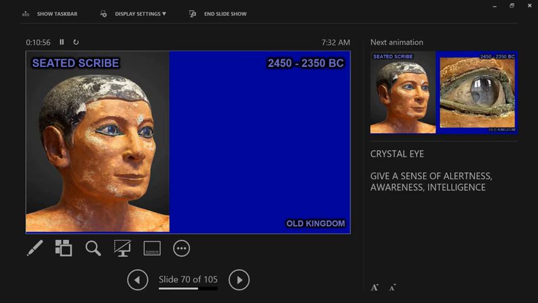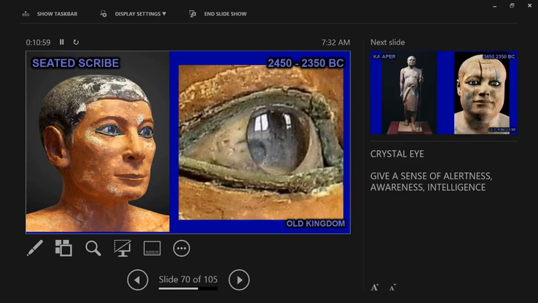You get a close up look at his eye, and he has a crystal for his eye. And that gives a sense of alertness, awareness, and intelligence.